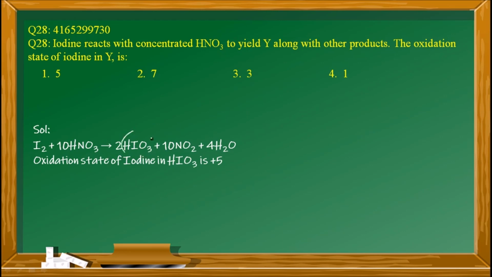Yes friends, we know the oxidation state of oxygen is -2, and there are 3 oxygens, that is -6. And what is the oxidation state of hydrogen? It is +1. So to balance this -6, hydrogen gives only +1, and the remaining +5 is given by iodine. So the oxidation state of iodine in this is +5, which is option number 1, the correct option, friends.